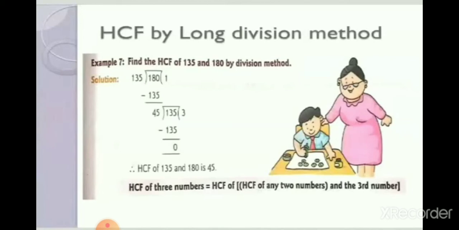Students, in the long division method, the division will continue until we get the remainder as 0. The moment we get the remainder as 0, our division is over, and so the last divisor will become the HCF. So the HCF here is 45.